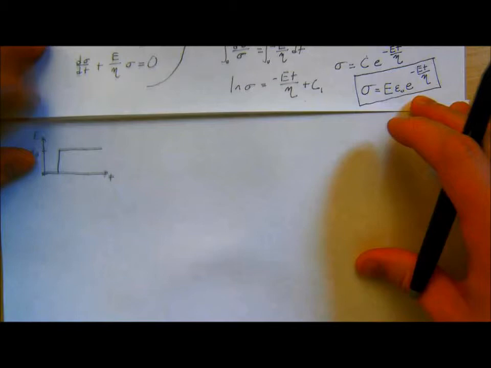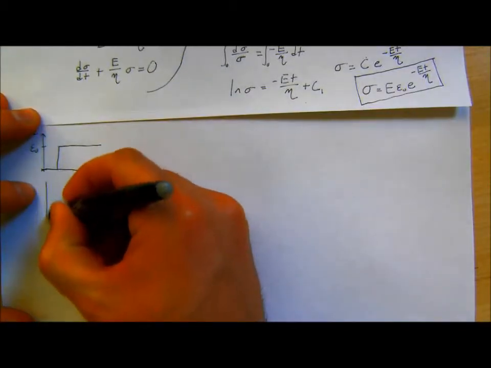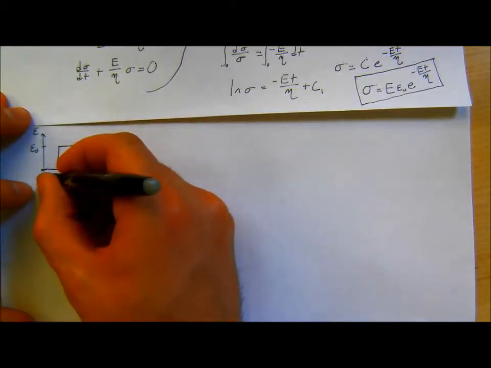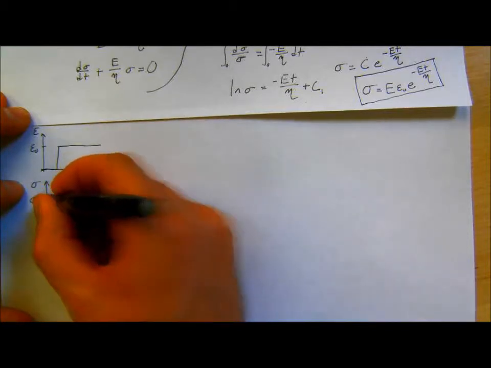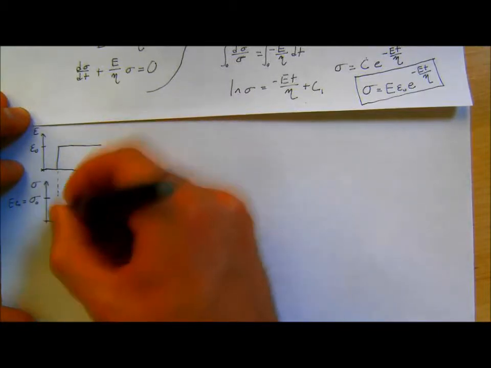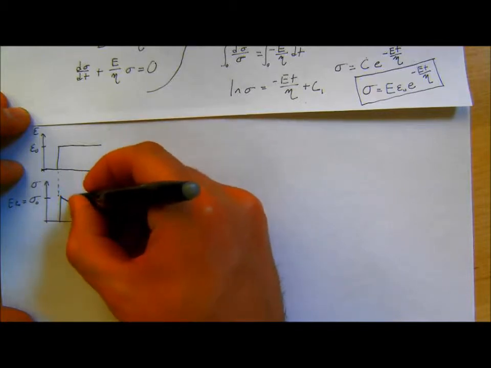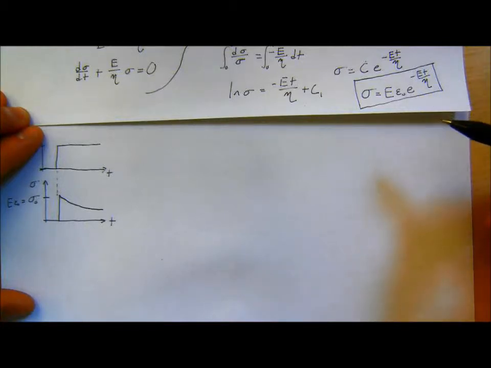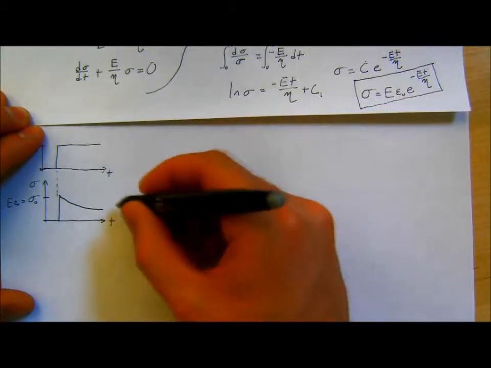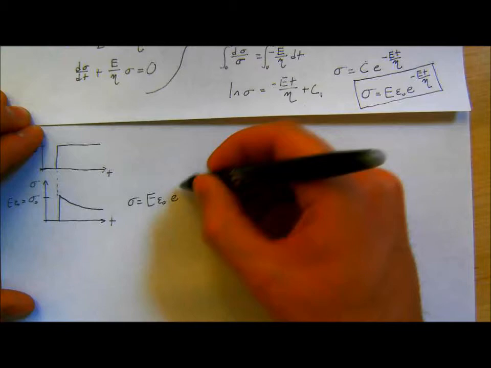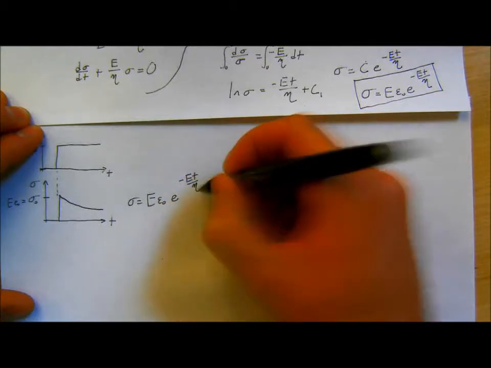And now, over time, that stress is going to go up to some stress naught, which is E epsilon naught at that instant in time. It's going to jump up, and then it's going to exponentially decay down with time based on this E to the minus E t over eta. So now this is sigma equals E epsilon naught E to the minus E t over eta. There we go. So I can move this out of the way.